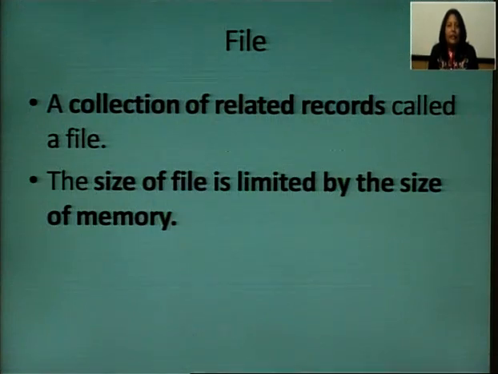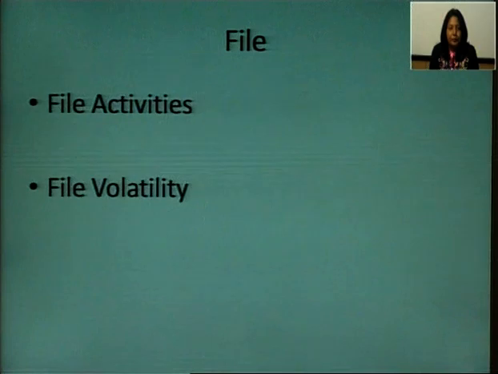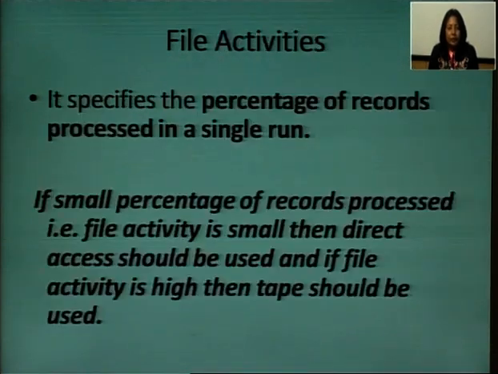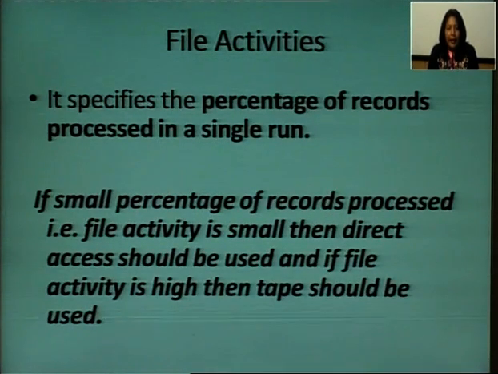The size of a file is limited by the size of memory. There are two file properties: file activity and file volatility. File activity specifies the percentage of records processed in a single run.